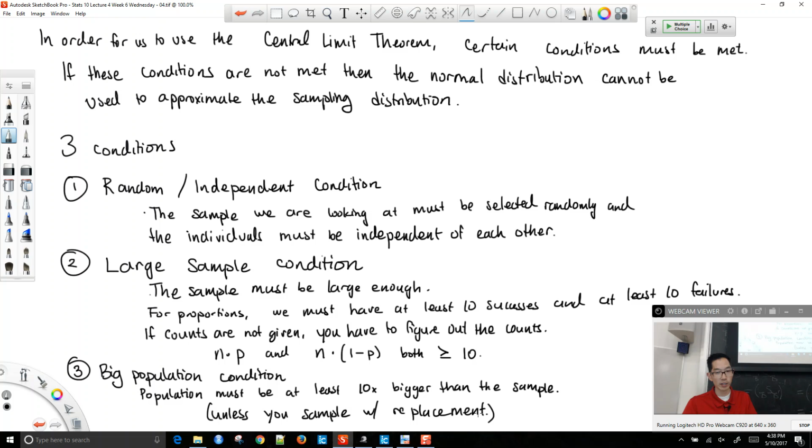But if you're sampling without replacement, which is most of the time, your population needs to be at least 10 times bigger than your sample. All right, is this okay? So I'm going to give you an example here, and this is your second clicker question. You're going to have to decide which condition is violated, or maybe none of the conditions are violated.